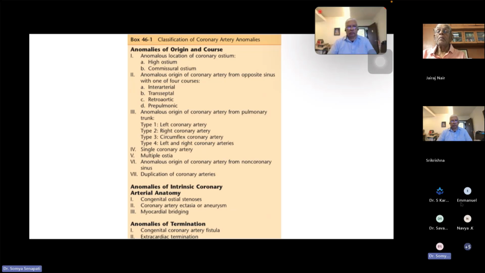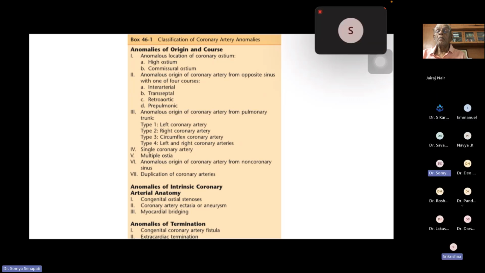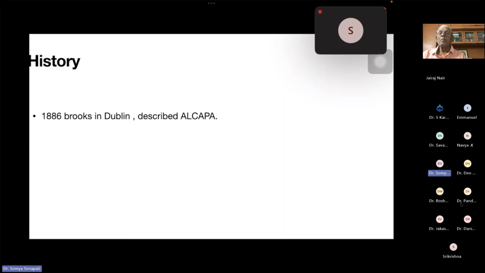In intrinsic arterial anatomies, they're divided into 3 parts, where there might be congenital ostial stenosis, or coronary artery ectasia or aneurysm, or maybe myocardial bridging. Then it can also terminate in different ways. The first one is a congenital coronary artery fistula. The second one is an extracardiac termination. The first anomalous connection of coronary artery was described by Brooks in Dublin in 1886.